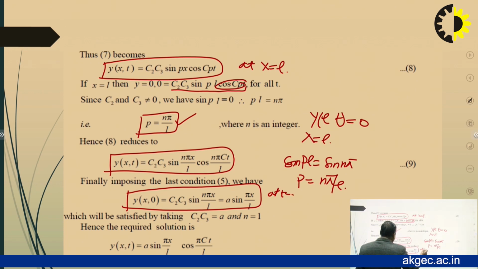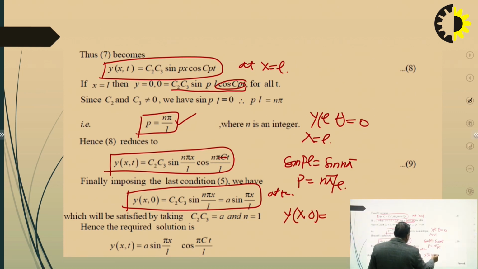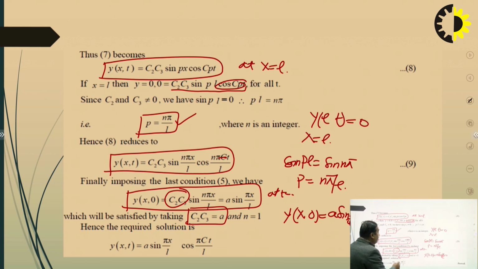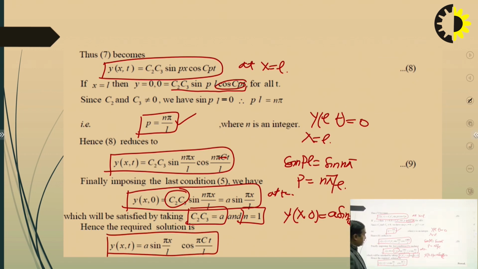Imposing the condition y(x,0), putting t is equal to 0, y(x,0) is equal to c2 c3 sin n pi x upon L, as cos 0 is 1. And this y(x,0) is given as A sin pi x upon L. So c2 c3 becomes a new constant A, and comparing, n is equal to 1, and we get the solution y(x,t) is equal to A sin pi x upon L cos pi ct upon L. That is the expression we had to show.